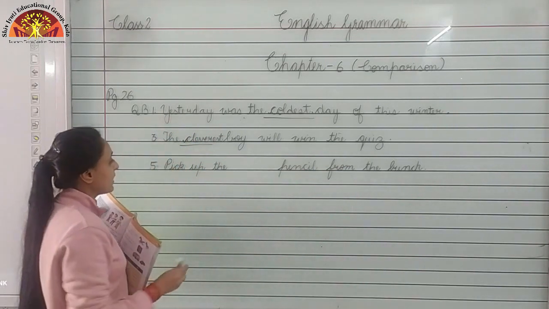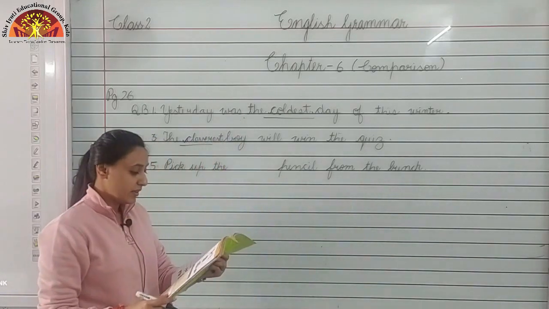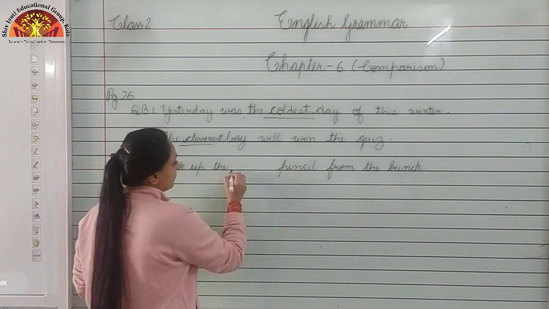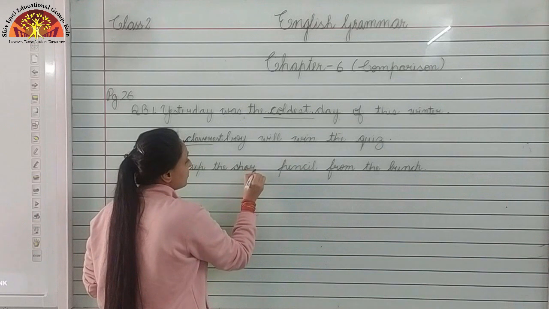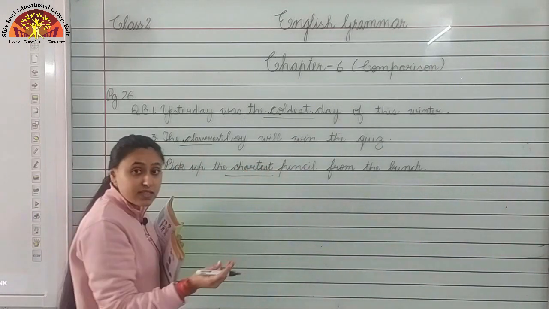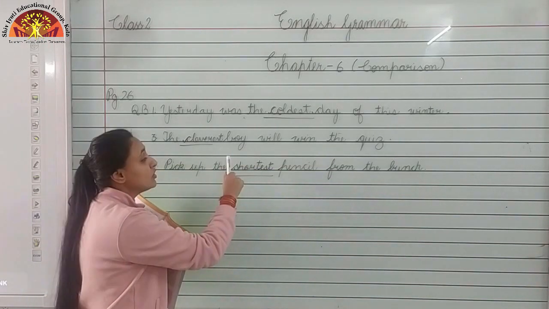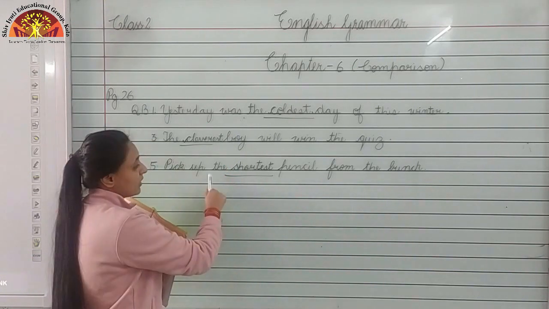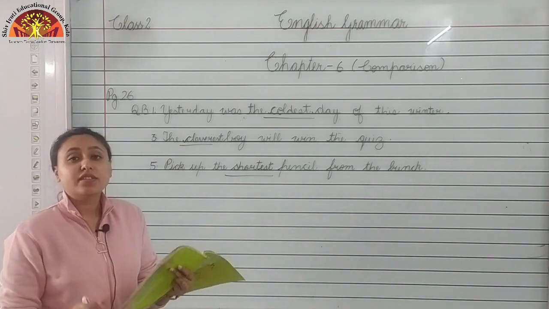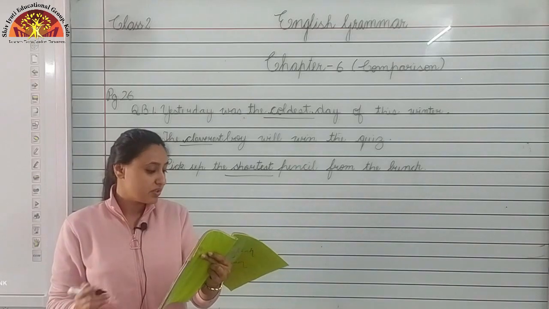Now look at number 5. Pick up the dash pencil from the bunch. Okay. Pick up the shortest pencil from the bunch. So one bunch is given to you. Here we are comparing more than two things. So we have written over here shortest. Pick up the shortest pencil from the bunch. Okay. Children, the rest of the questions you will do yourself. Now we will switch to the next question.